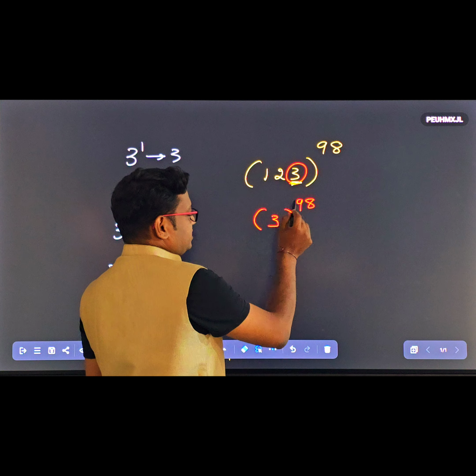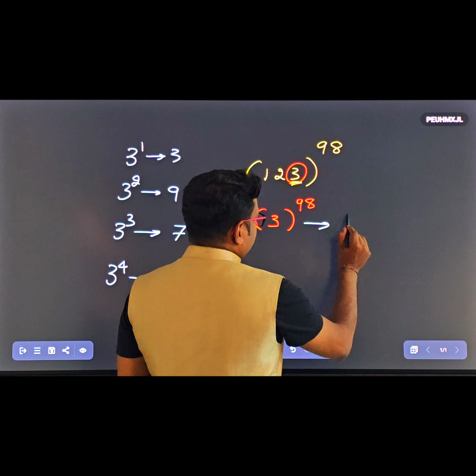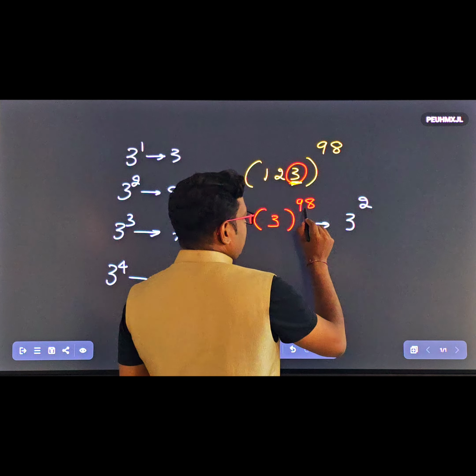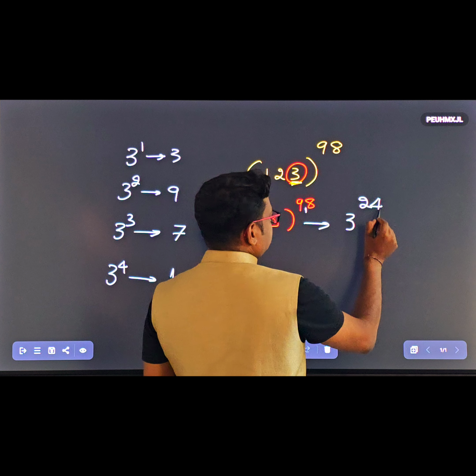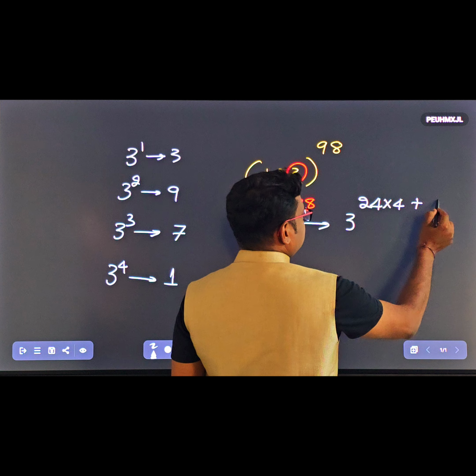Okay, now hence this is written like this. Hope you have understood. Next, see here. This can be written as 3 to the power of 4, 2 times is 8, 4 4 times is 16, what is left out? 2 is the remainder.